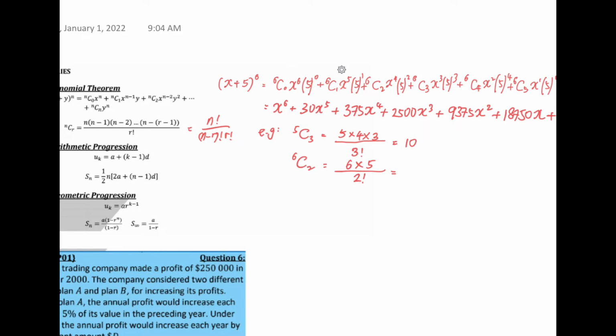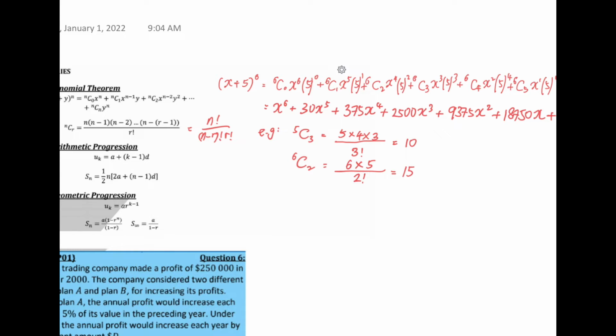Okay, the calculator will help you to get 5C3 equal to 10 straight away, and 6C2 will help you to get 15 straight away if you are pressing the calculator. But the thing is, we need to know the formula at the same time, so that when the question gives you an unknown, then you still know how to solve it.